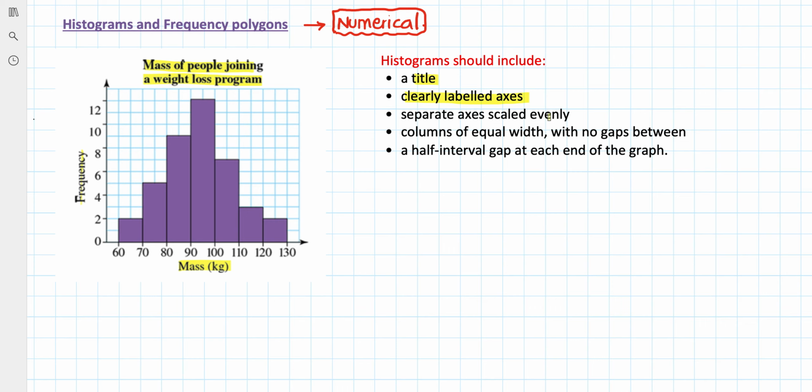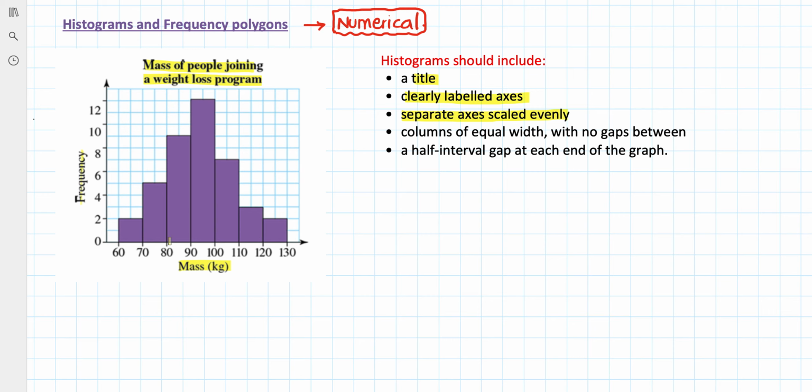Separate axes scaled evenly. So that's saying that we can see here that they use grid paper and they have like 1, 2, 3, 4, and they're using 1 square per unit. The same way on the horizontal axis, we can see that they use 2 squares and each square is representing like 5 units. How do I know? Because it is like 60, 65, 70, 75, 80, 85, 90, 95, 100, and so on. So that's separate axes scaled evenly.